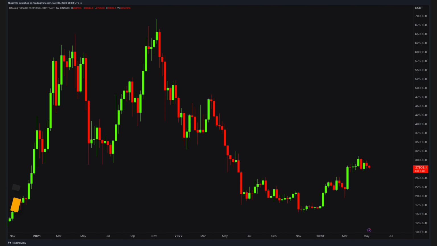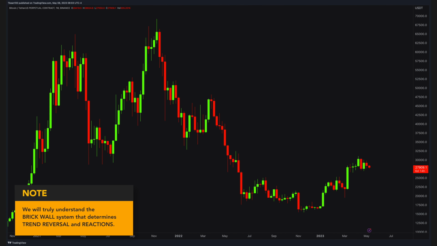Today, I want to talk about more advanced and very important key structures, starting from weekly, and we will slowly go down into low time frames. Let's observe what is happening with this chart.